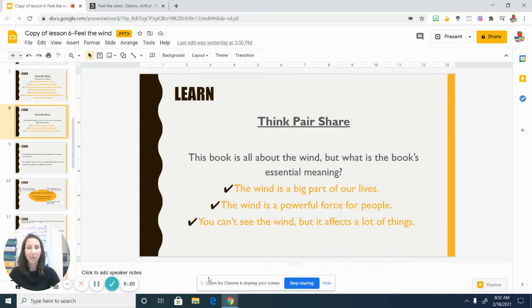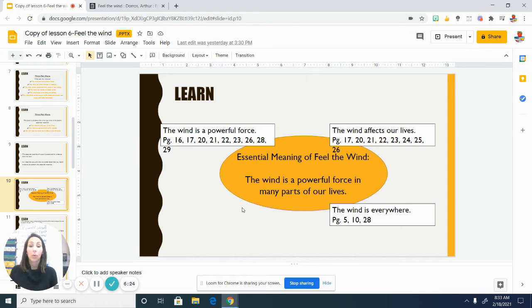Now, you may remember when we've talked about essential meaning in the past, we always want to make sure that there is evidence to support what we think the essential meaning is, right? And you probably have seen these essential meaning charts, the oval chart where we put the essential meaning in the middle, and then we find examples from the text that support the essential meaning. So let's just look at a couple of pages quickly.